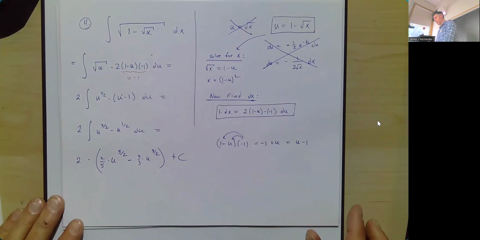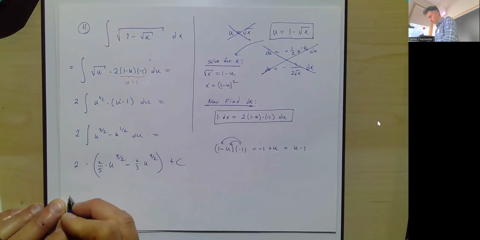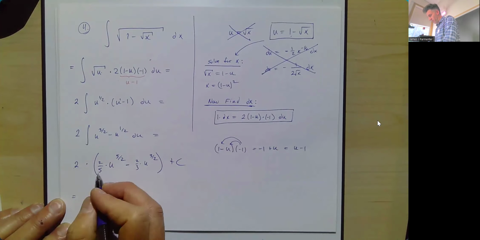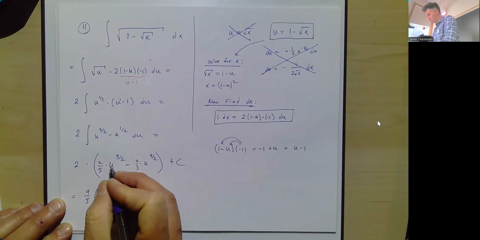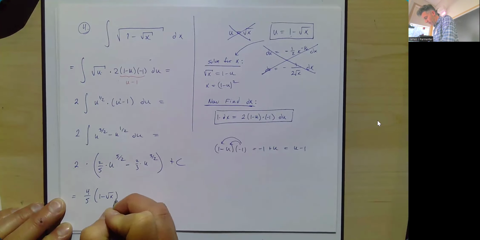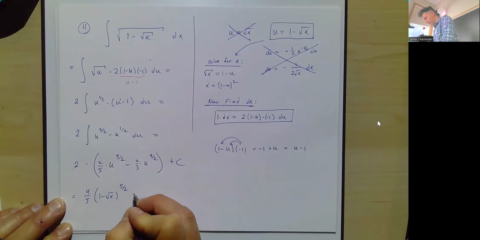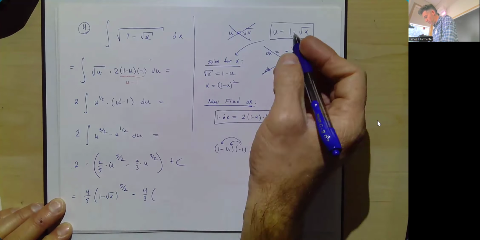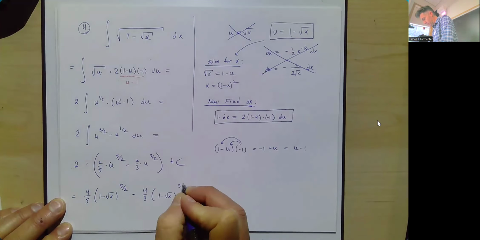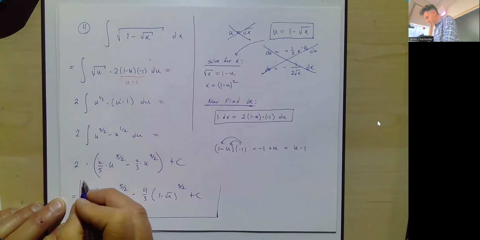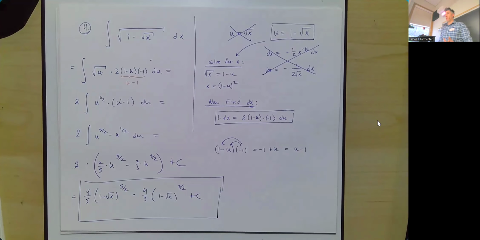And finally, subbing back in what u is equal to, let's distribute the 2 as well. 2 times 2/5 is 4/5, and it's going to be 1 minus root x to the 5/2. And then 2 times -2/3 is minus 4/3 times, again, u, which is 1 minus root x to the positive 3/2, plus c. Another example of what we typically call a power substitution, where you make a u substitution, but your du isn't helpful, so you solve for x and then differentiate and plug in whatever dx happens to be equal to.